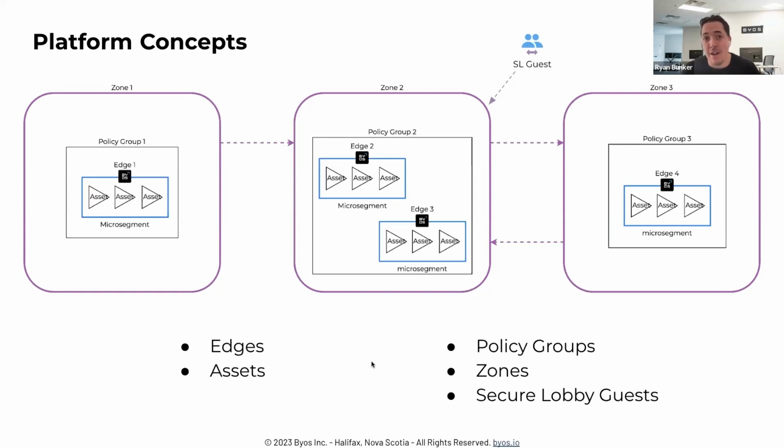Like what Jim said, zones are layer 3 logical segmentation within the Byos Secure Lobby overlay that have a number of different access controls: inbound access, outbound access, and then access for Secure Lobby guests. And Secure Lobby guests are layer 2 tunneled connections into the Byos Secure Lobby.